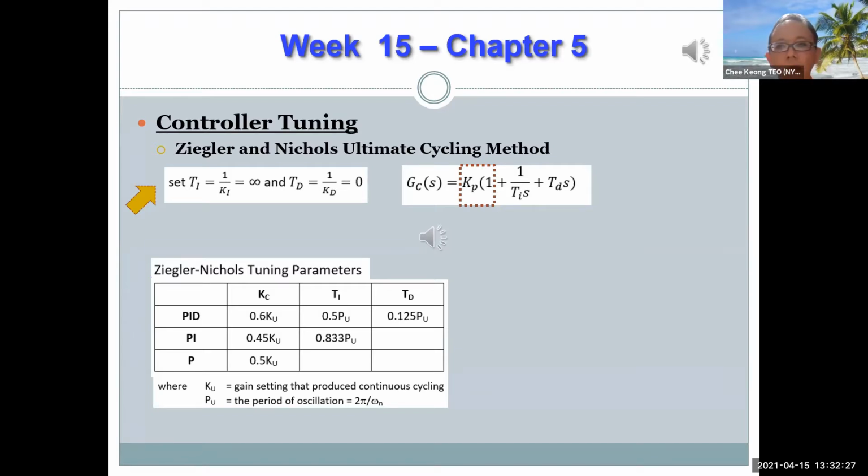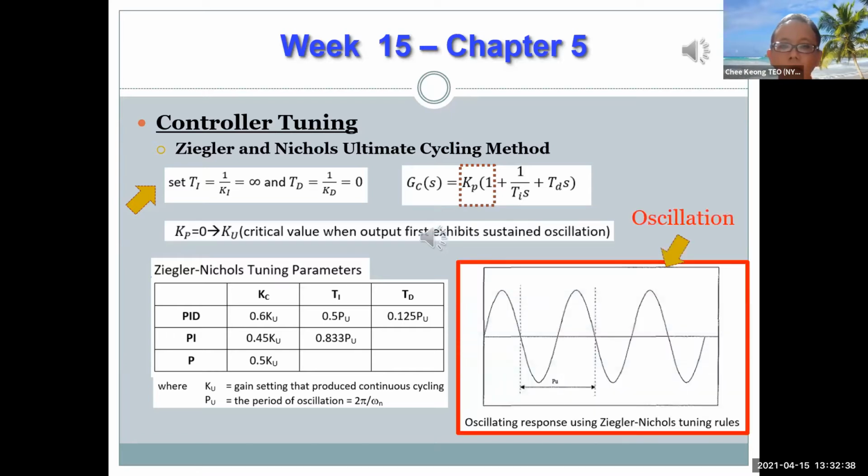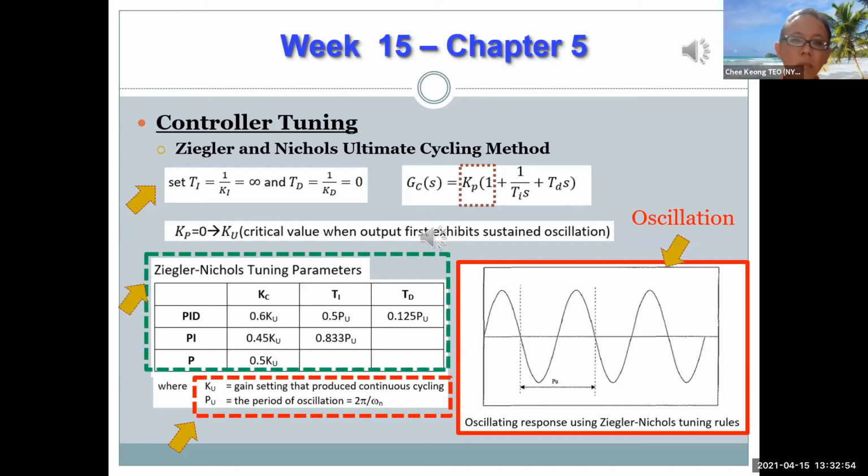Next, we are going to introduce the Ziegler-Nichols method for controller tuning. For the Ziegler-Nichols method, if we set Ti to infinity and Td to 0, we are essentially left with the Kp, or rather the P, controller. By increasing the gain Kp to a certain point, the whole system will start to oscillate. This gain where the system starts to oscillate is called the critical gain, and the frequency at which it oscillates is called the critical frequency. Knowing the critical gain Ku and its period of oscillation Pu, the Kc, Ti and Td can be calculated using the Ziegler-Nichols table for tuning parameters.